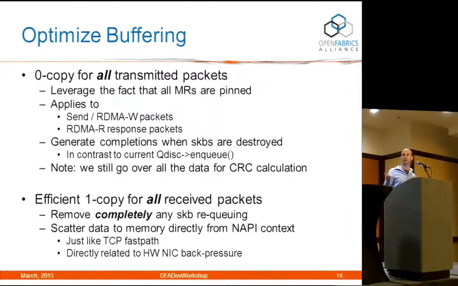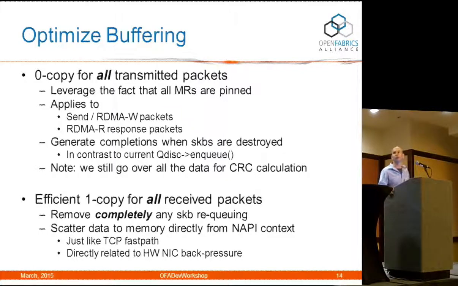I just need to change the semantics of the completion to be, I want to generate completion not when I queue a packet to the QDisc, because the hardware is not done with that yet, but when I get the call to the SKB destructor. When the SKB destructor is called, I know this SKB has been sent. That's it. So I can eliminate all copies on the transmit path.